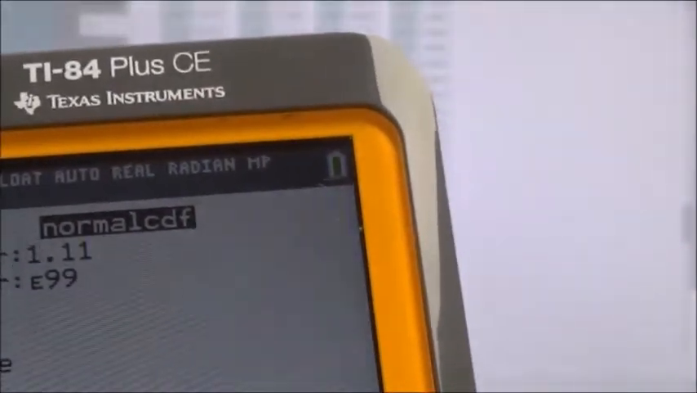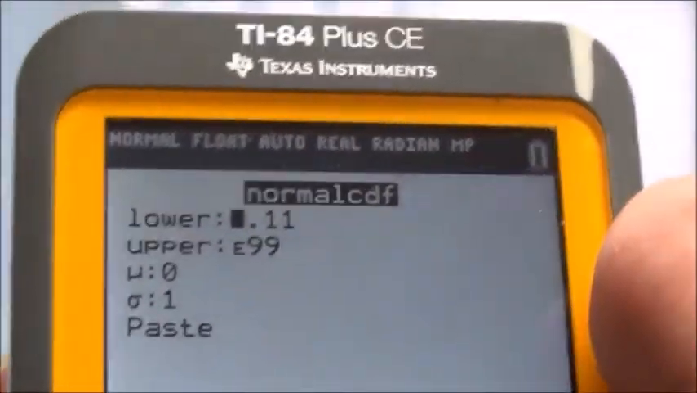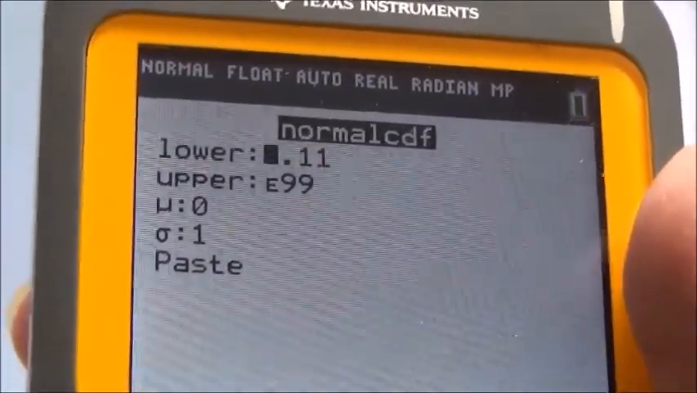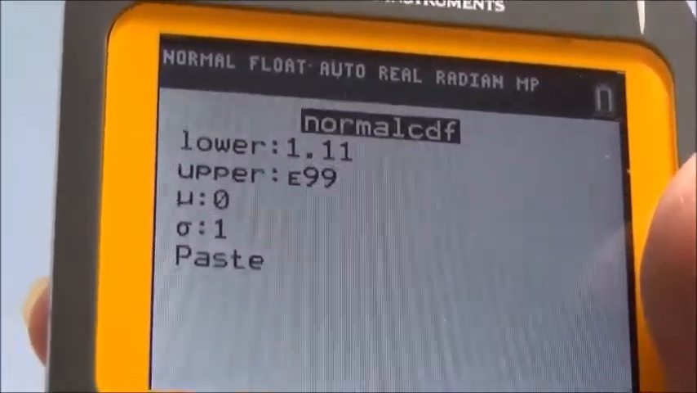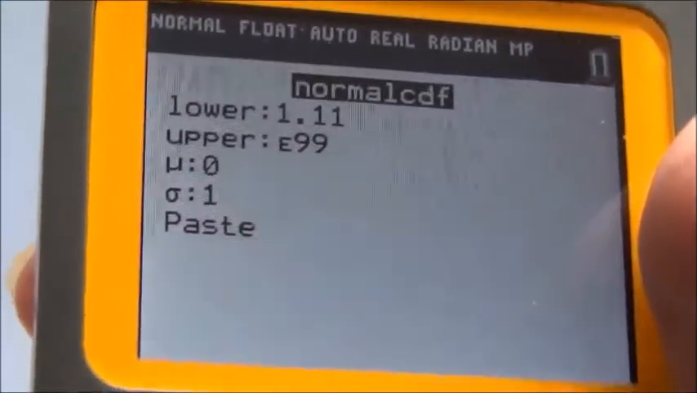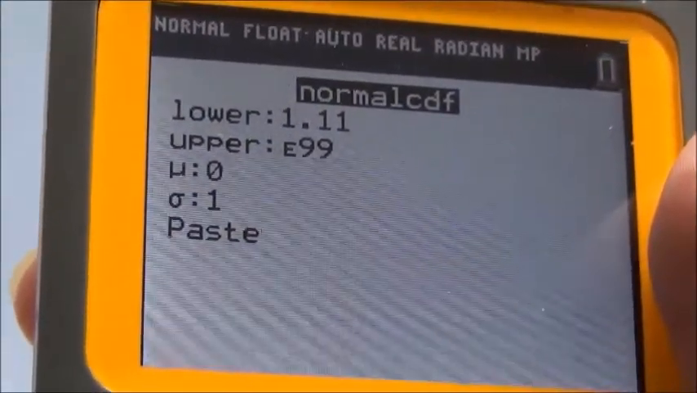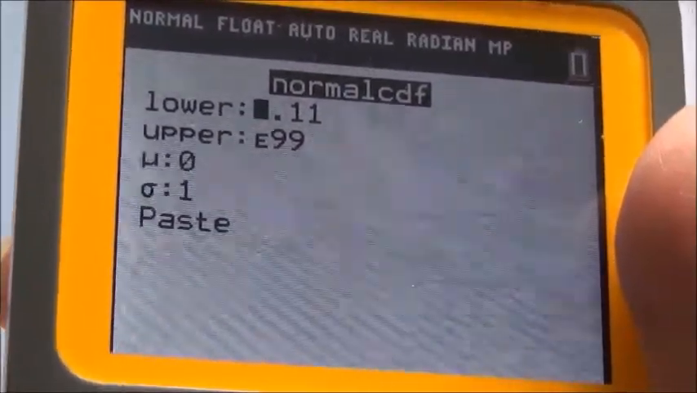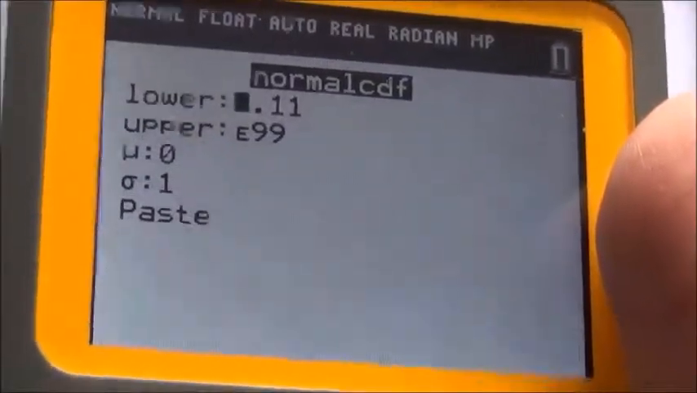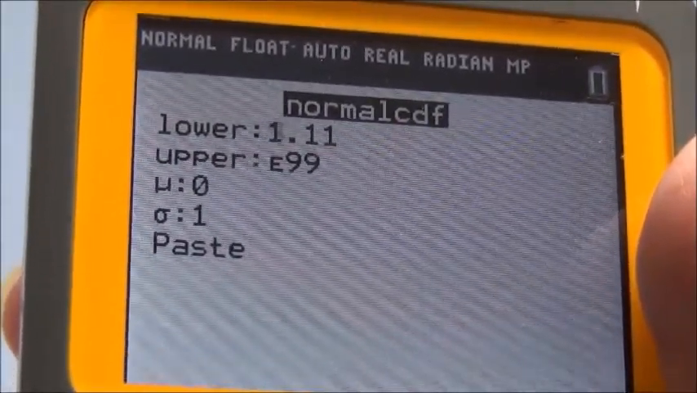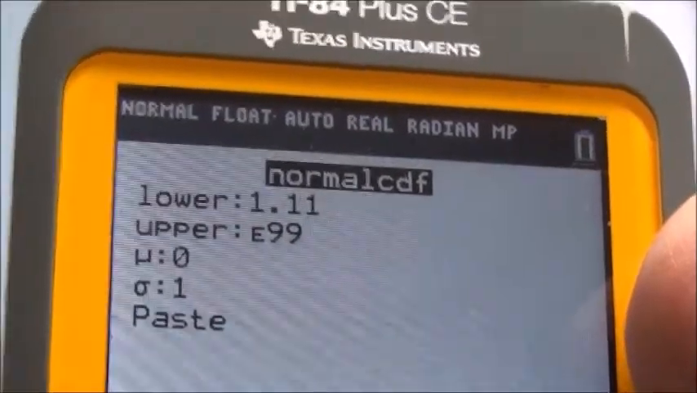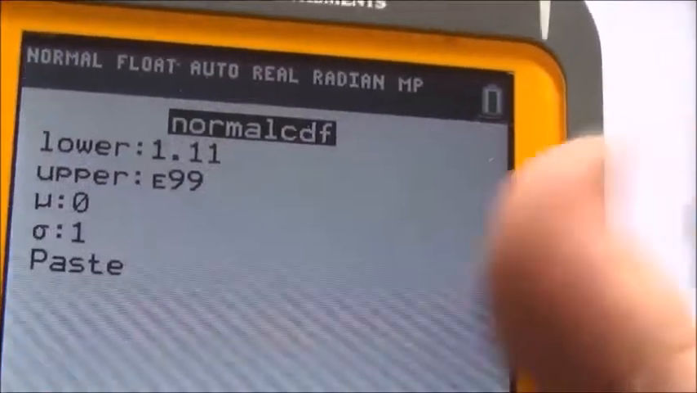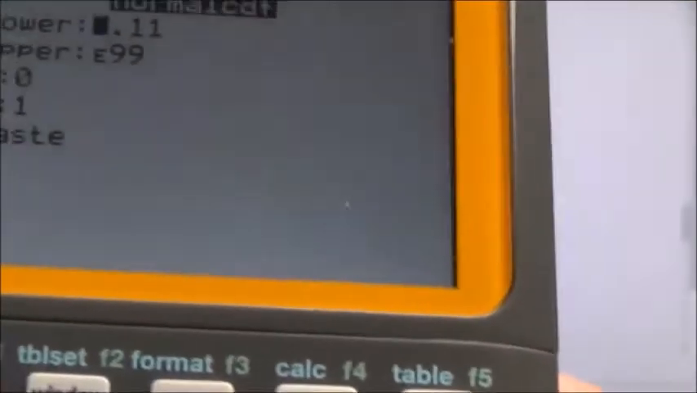And it's going to ask you for the lower, the upper, the mean, and the standard deviation. Now your mean and your standard deviation aren't going to change. Your mean is going to be 0, that's the middle, standard deviation of 1. Your lower limit, if you're going to the left, will be negative E99 for negative infinity. If you're going to the right, will be positive E99 for upper infinity. So in this case, we wanted to the right of 1.11. So my lower limit, I'm starting at 1.11. Since I'm going to the right, my upper limit is that E99.